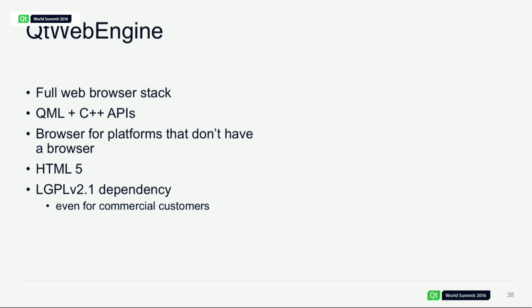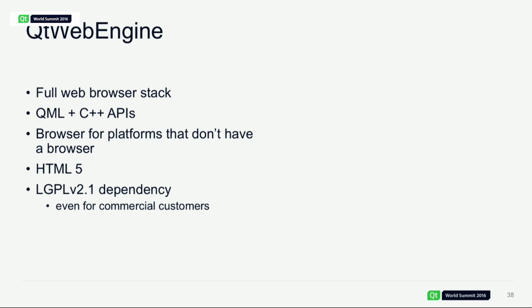There are QML APIs and C++ APIs, so you can use it in both a widget application and a Qt Quick application. And it's best described as a browser for platforms that don't have browsers. So if you're making an embedded device and you want to show web content, this is the way to do it. You're basically running a Chromium browser in your app.